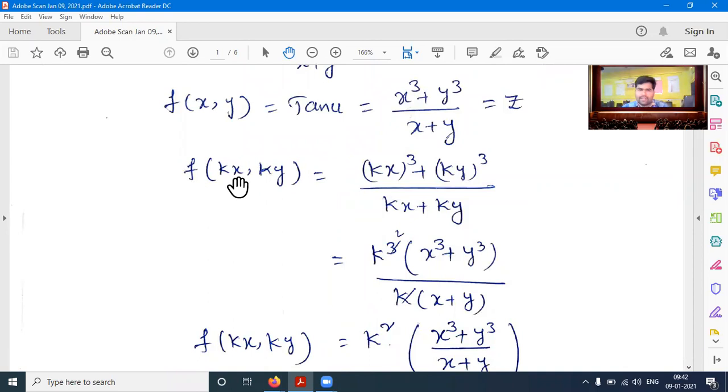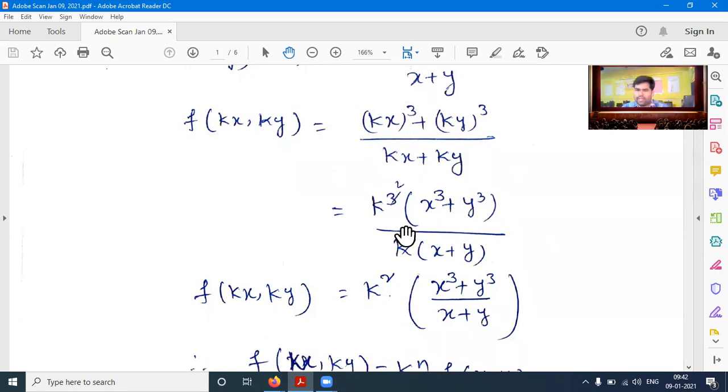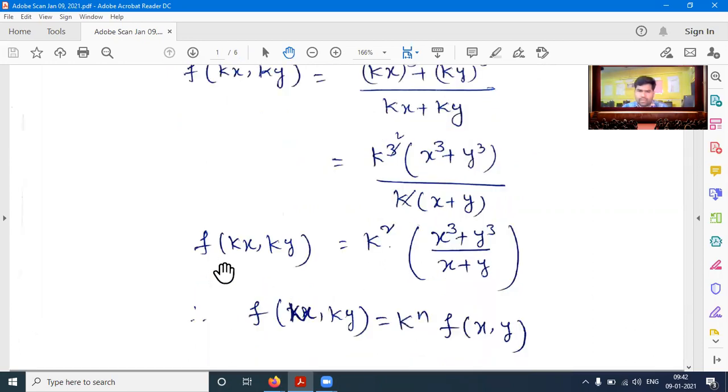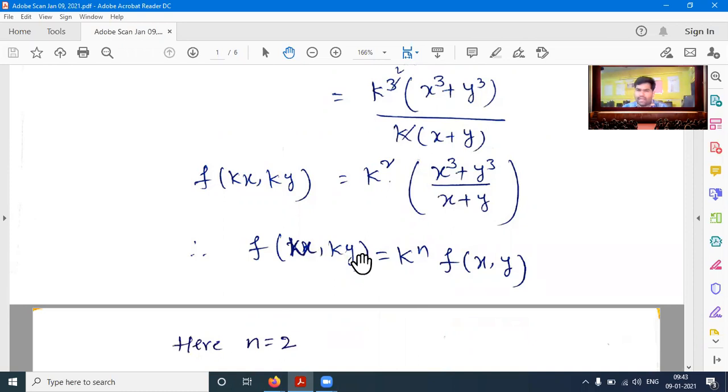So f of kx comma ky is equal to (kx) to the power of 3 plus (ky) to the power of 3 divided by kx plus ky. In this k cube is common, so I take k cube. Then x cube plus y cube by k into (x plus y). So f of kx comma ky is equal to k square, because one k from k cube gets cancelled. The remaining is k square into (x cube plus y cube) by (x plus y). Therefore f of kx comma ky is equal to k to the power of n into f of x comma y. So in place of n, what is there? 2.